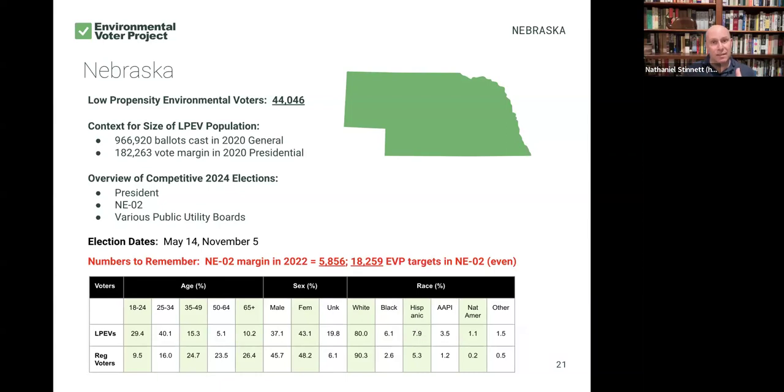And so what we're seeing in this population of low propensity environmental voters is not only are they disproportionately young, but they're also disproportionately people of color. And a lot of that comes from a real preponderance of Black voters in our target population, Asian American and Pacific Islander voters, and Native American voters. You'll see Native Americans are like 5 times as prevalent in our target population as they are in the underlying baseline of registered voters. So that's who these low propensity environmental voters are in Nebraska.